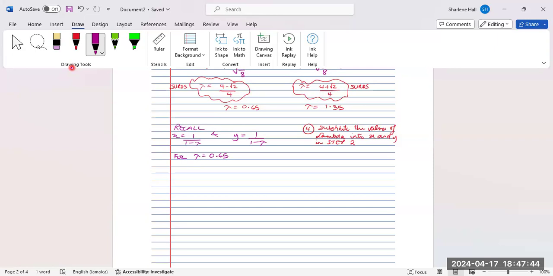I'm trying to find the coordinates there. So we have x is equal to 1 over 1 minus 0.65. Y is also going to be equal to 1 over 1 minus 0.65. X is equal to 1 over 0.35.